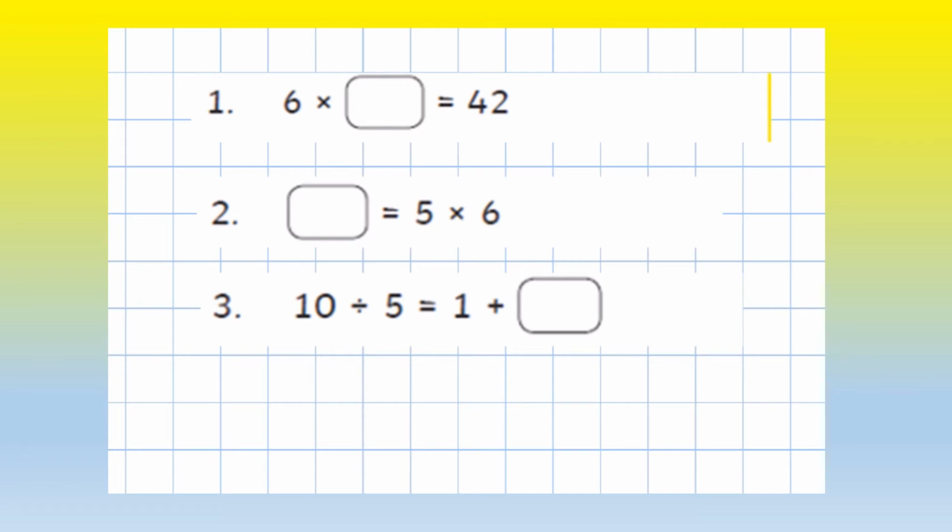Right, let's look at our first 3 answers because I think they are fairly straightforward. So 6 times what equals 42? Well, knowing your tables, 6 multiplied by 7 is 42. So this bit needs us to know what 5 times 6 is. Well, 5 times 6 is 30. So that will equal that one. And 10 divided by 5 is 2. So what plus what makes 2? Well, we should all know that 1 plus 1 makes 2.